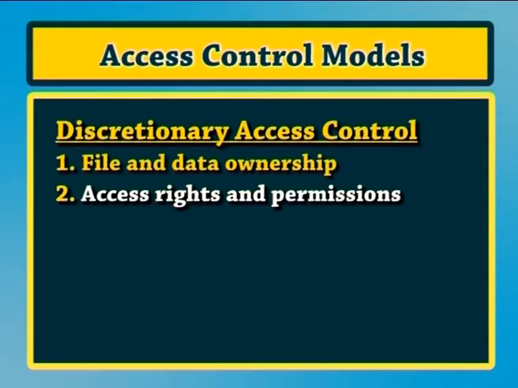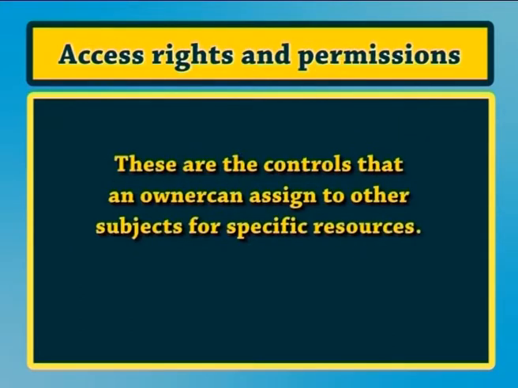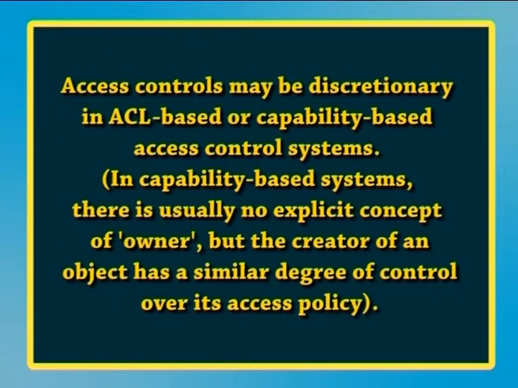Number 2, access rights and permissions. These are the controls that an owner can assign to other subjects for specific resources. Access controls may be discretionary in ACL based or capability based access control systems. In capability based systems, there is usually no explicit concept of owner, but the creator of an object has a similar degree of control over its access policy.